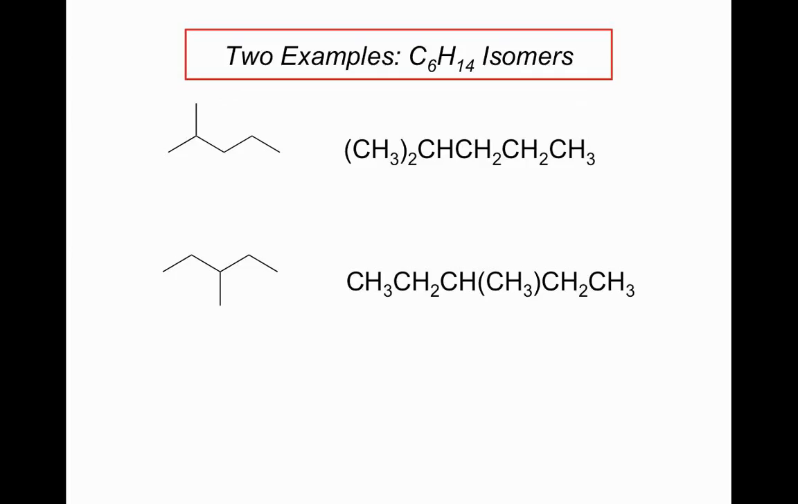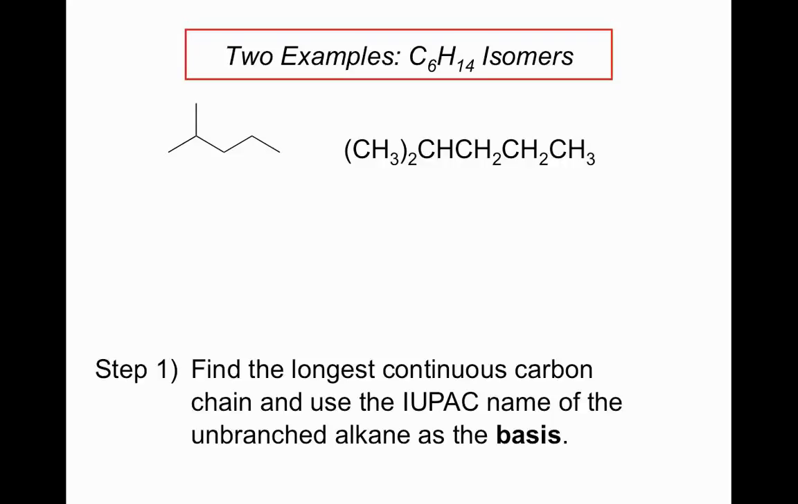So let's use these rules to step through the names of these two isomers of C6H14 here, two of the branched isomers of hexane. So let's do the top one first. First, apply rule 1. Find the longest continuous chain and use the IUPAC name of the unbranched alkane as the basis.